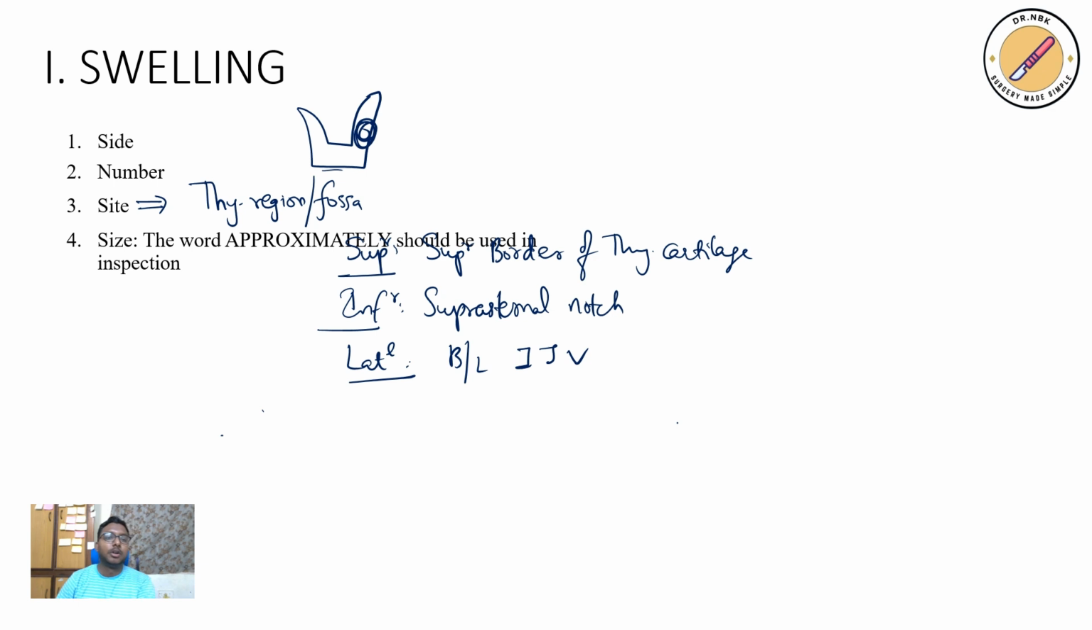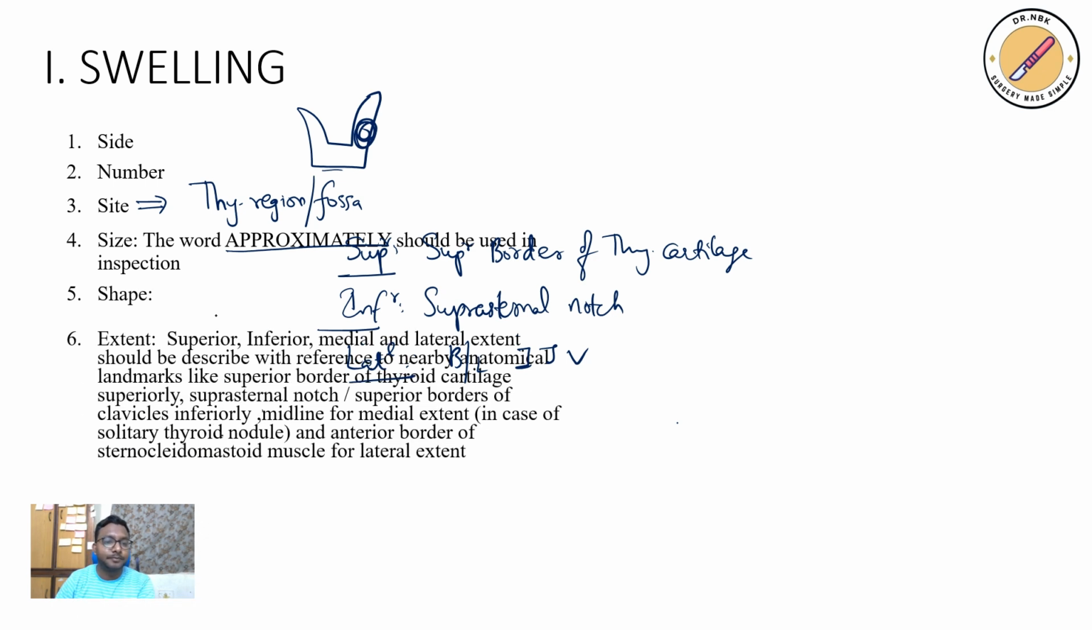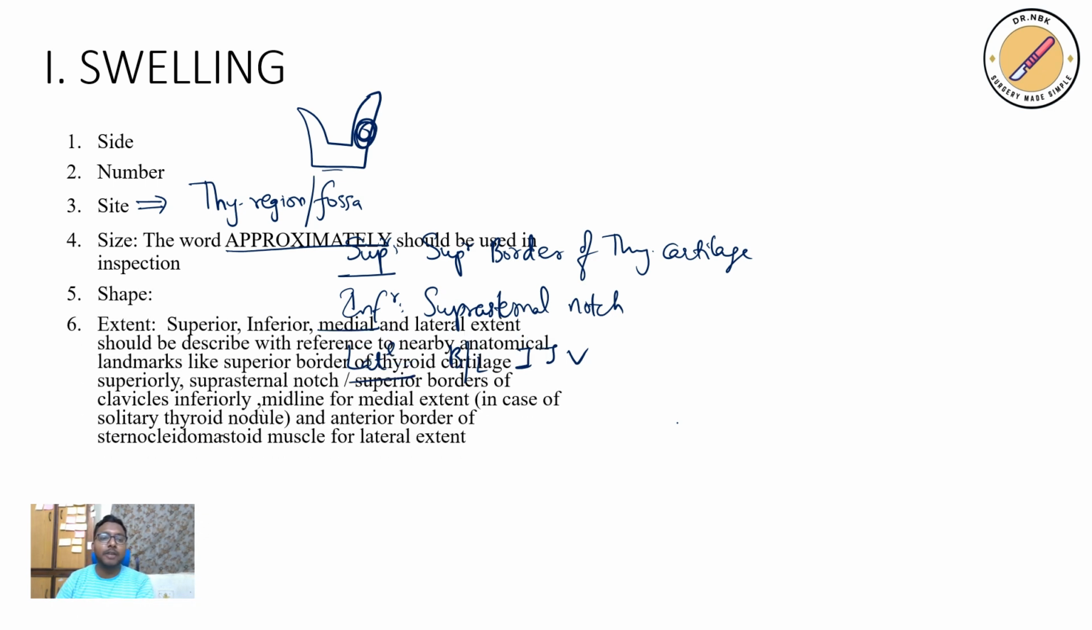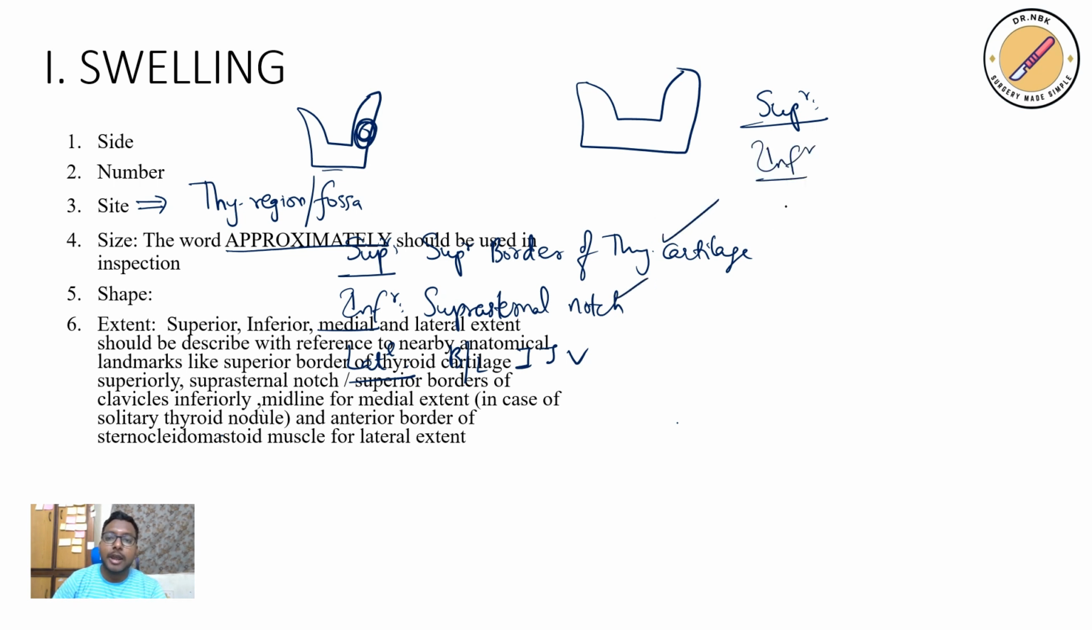So next one is size. So please understand, I told you, please go and watch Introduction to Case Sheet Writing. Whenever you are mentioning the size of a swelling in inspection, you should always use the word approximately. Right? Next is shape, then extent. Please understand. So whenever we are mentioning the extent of a thyroid swelling, we should always take help of the anatomical landmarks which are nearby. What are the nearby landmarks? So you can take superior border of thyroid cartilage again, and inferiorly again suprasternal notch, and a little bit laterally, you can take superior border of clavicle.